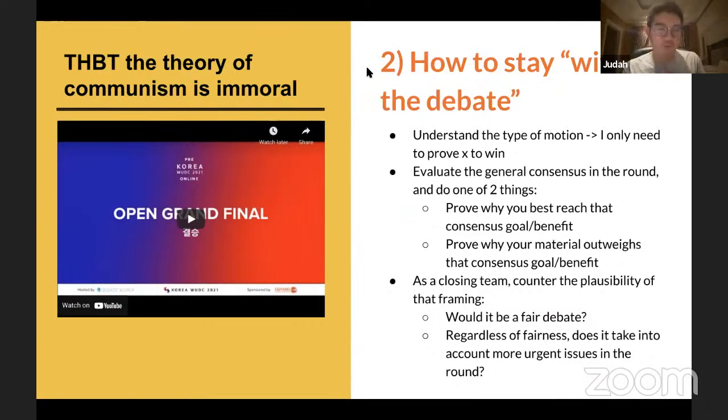It is then important for you not to just explain why the way you saw the debate or the way you push your arguments in the debate is the most important. You also have to be able to explain that in light of the stuff that's already been explained. So you can do that in one of 2 ways. Again, you can prove why you best reach that consensus goal or benefit. So if you're in a closing opposition team, you talk about the 3 teams that just existed before you. Or if you're an opening government, let's say, you can frame the debate. The second way is to prove why your material ends up outweighing that consensus goal or benefit, right?